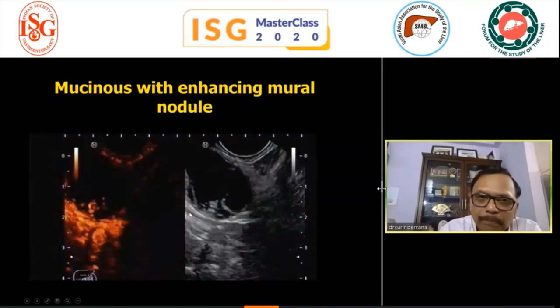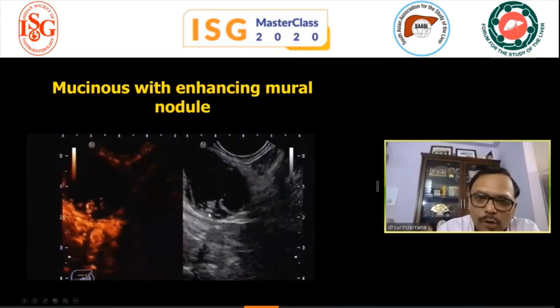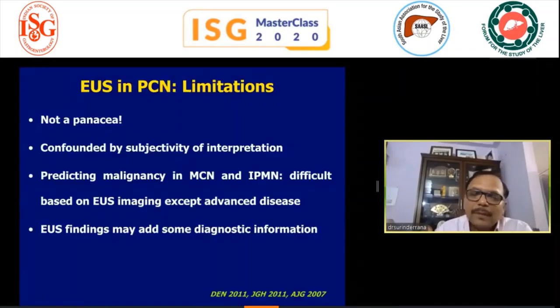And then you can easily see a mural nodule on EUS. And then if you do a contrast, you can find it enhancing. So this again is helped on EUS. But then we have to understand EUS again is not a panacea.